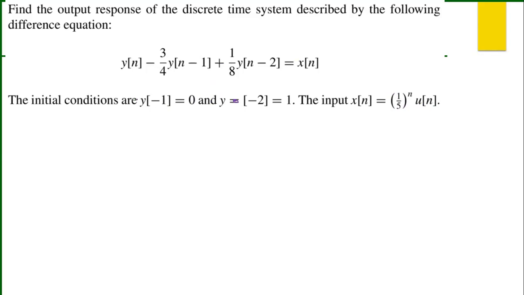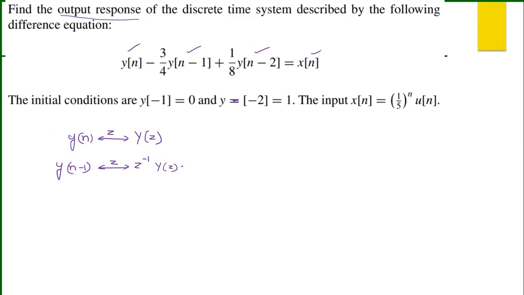Now, first they're asking you to calculate the output response. That means what is y of n? This type of question is very definite. First, what I will suggest, you write here n minus 1, n minus 2, x of n, y of n. So now y of n, z transform is y of z. Y of n minus 1, what is the z transform? I told you, z power minus 1 into y of z.